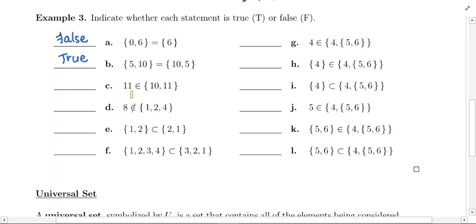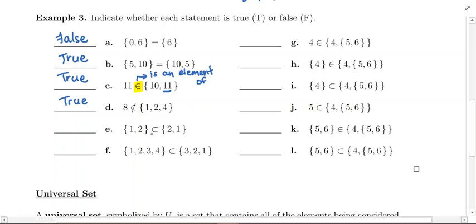All right, part C. We've got to remember what this symbol means. It means "is an element of." So when you read this statement, is 11 an element of the set {10, 11}? Yes, it's one of the objects right there. So this is a true statement. All right, part D. This is saying 8 is not an element of the set {1, 2, 4}. That's true. The set on the right only has 3 objects, 1, 2, and 4. 8 is not one of those objects, so it's a true statement.